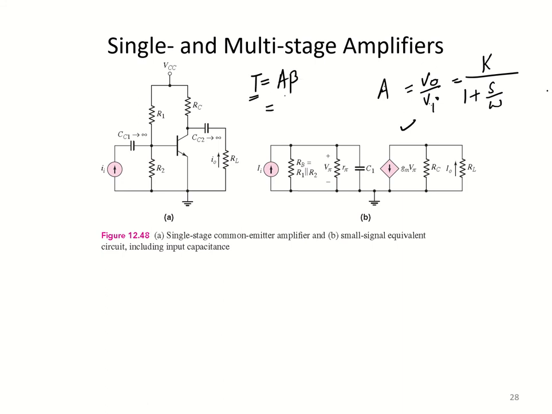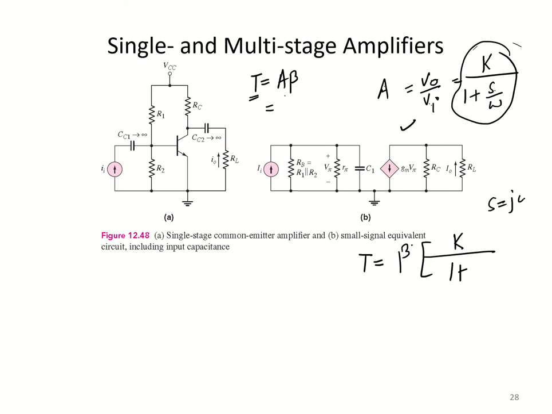So the spectrum of the loop gain will be similar, just with the multiplier factor beta. That will be the only change; the rest of the spectrum will be the same. Here, if we replace s with j omega, we get 1 plus j omega over omega 1. This is the loop gain in the frequency domain.